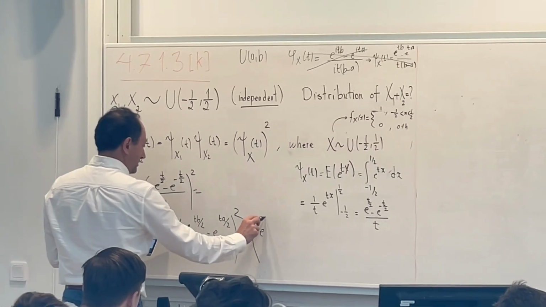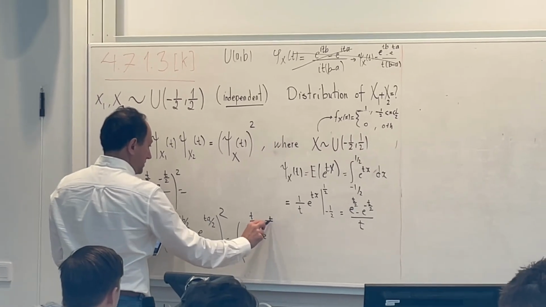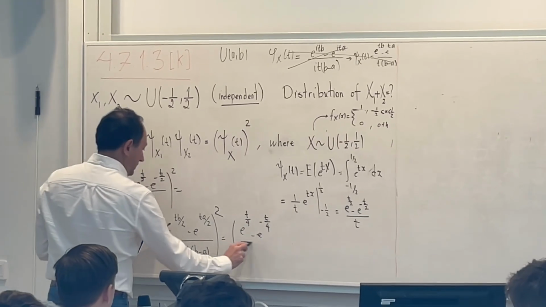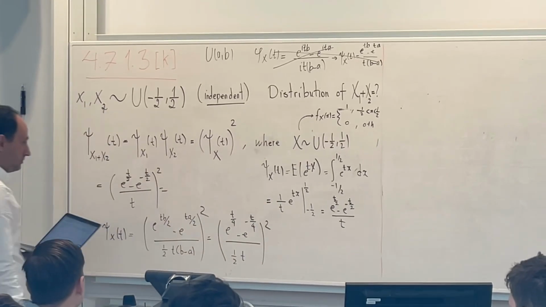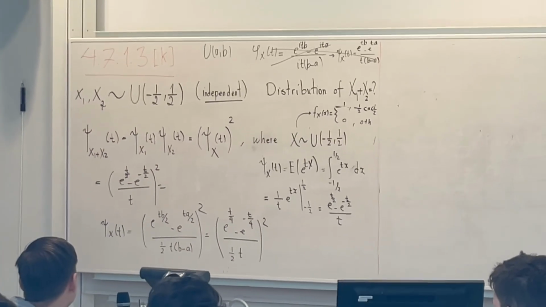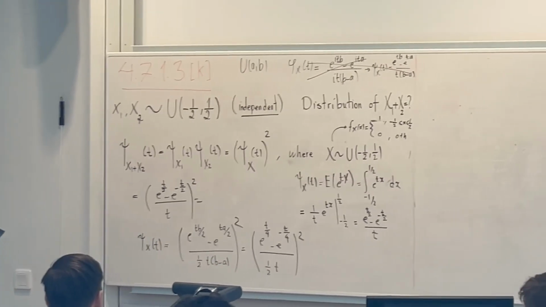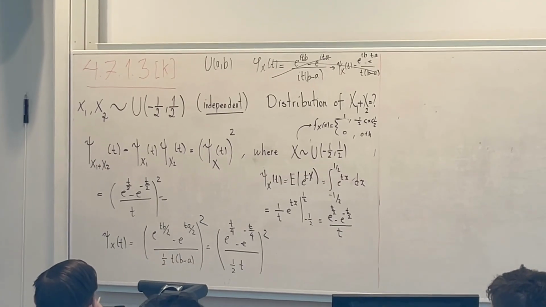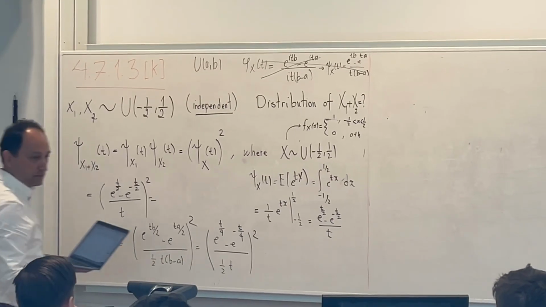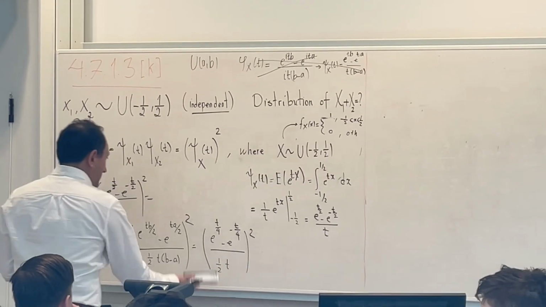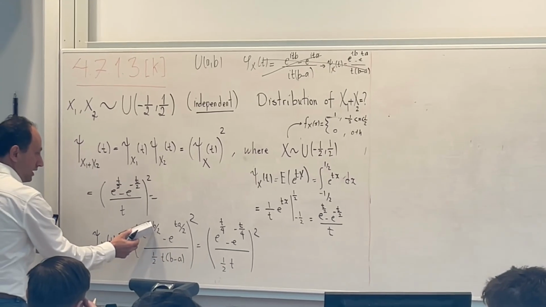This is e to the power of t over 4 minus e to the power of minus t over 4, divided by 1/2 t to power 2. This is not a good choice. I have to change it because I don't want to have t over 4. I want to have t over 2. So what should I change? I change b to 1.